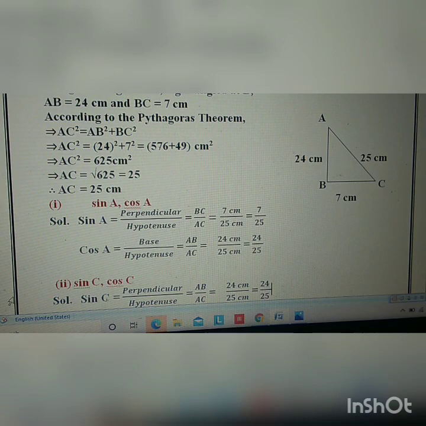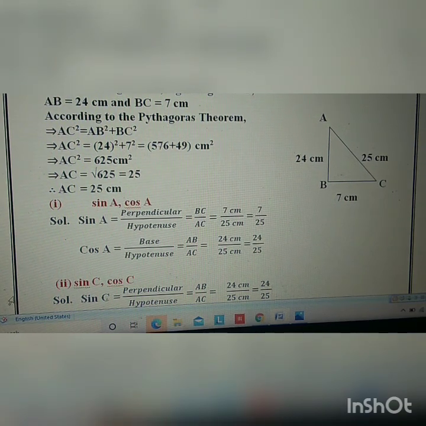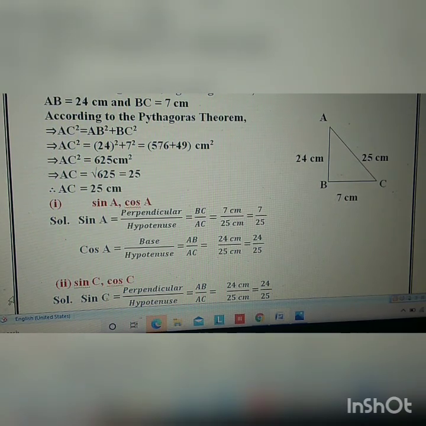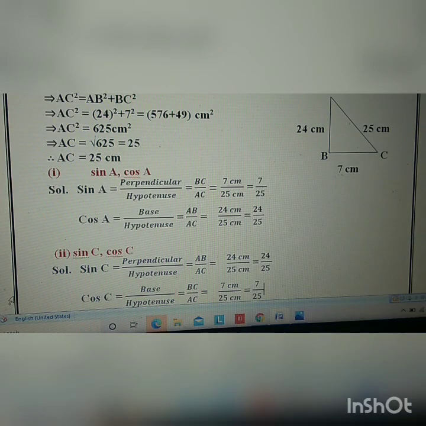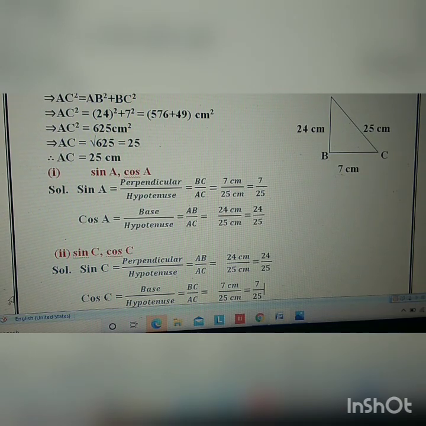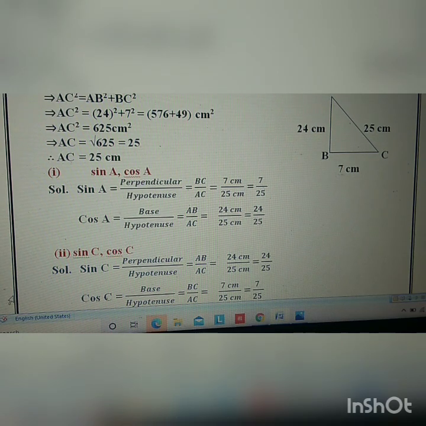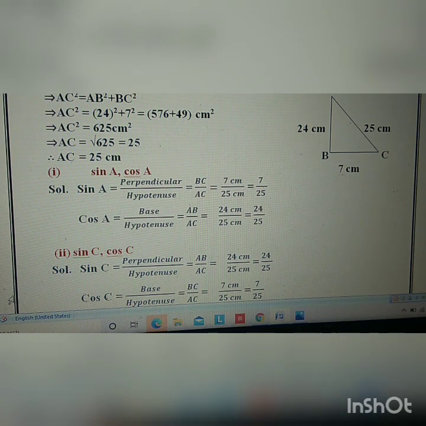Now we will go for finding the values of sin C and cos C. Sin C is again perpendicular upon hypotenuse, and for angle C the perpendicular is the side opposite to angle C, that is AB. So for sin C, the perpendicular is AB and the hypotenuse is always fixed, the side opposite to 90, that is AC. So sin C comes out to be 24 upon 25. In the same way, the value of cos C is base upon hypotenuse, that is BC upon AC, which is 7 upon 25.